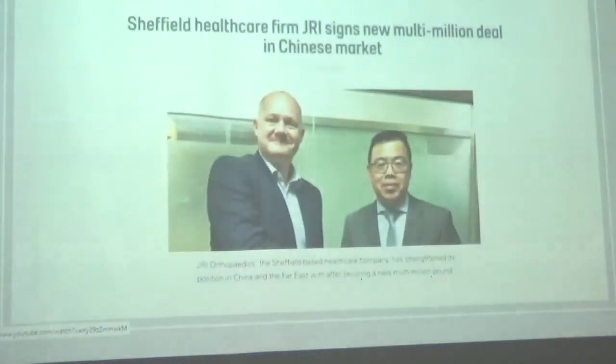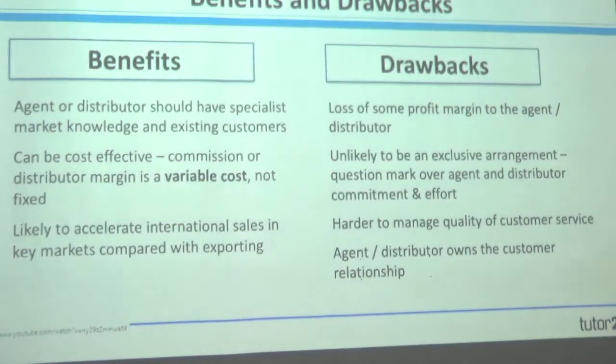Let's move on to the second of the four methods, which is using agents and distributors. This is often the case that businesses move on to this stage once they've established a foothold in an international market, particularly where there are agents or distributors in key markets, and where those intermediaries, because don't forget an agent or a distributor is part of a distribution channel, particularly where they have a specialist market knowledge or a significant customer base that you want to tap into.